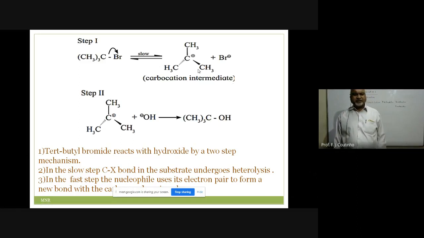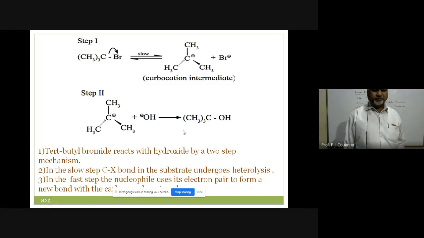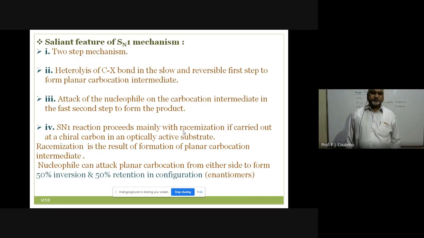In the fast step, the nucleophile uses its electron pair to form a new bond. So the first step is a slow step, but the second step is fast. The moment the intermediate, the carbocation, is formed, this OH immediately attacks the carbocation and forms a product, that is tertiary butyl alcohol. So a new bond is formed, and finally you get the product, tertiary butyl alcohol.